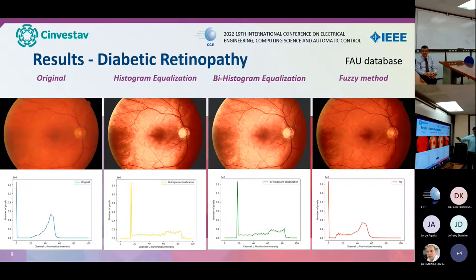As you can see in this slide, we have the original and the three methods to make the contrast enhancement. As you can see, the histogram equalization methods have very bright parts in the image. We can observe this with these graphs, where the shape of the graph in the histogram equalization methods are larger than the original and our method. But it's important to see that they have very bright parts in the images.